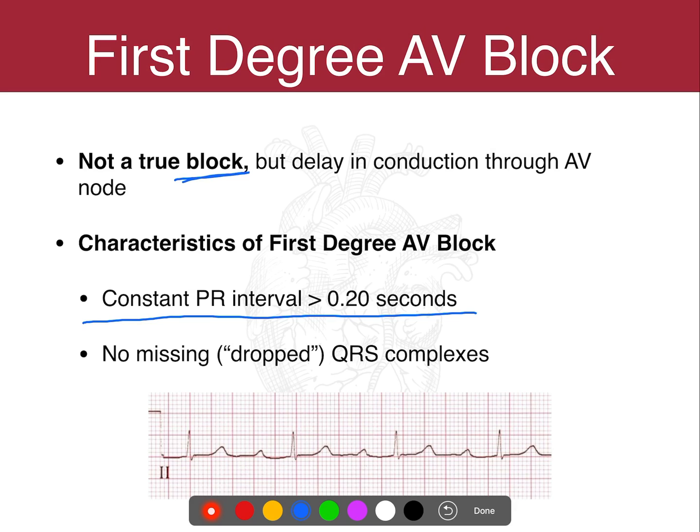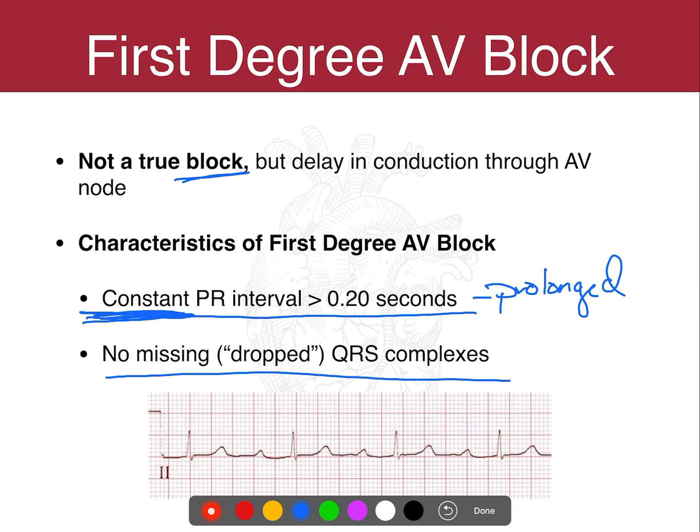It's important that you note that the PR interval will remain constant. As we get into some of these additional heart blocks, you'll see that the PR interval can vary. So the PR interval here in the first degree AV block is going to be constant and prolonged, just as it takes a little longer for the AV node to respond to the impulse. Now, the other thing you'll see is that there will be no missing QRS complexes. Well, what is this telling us?